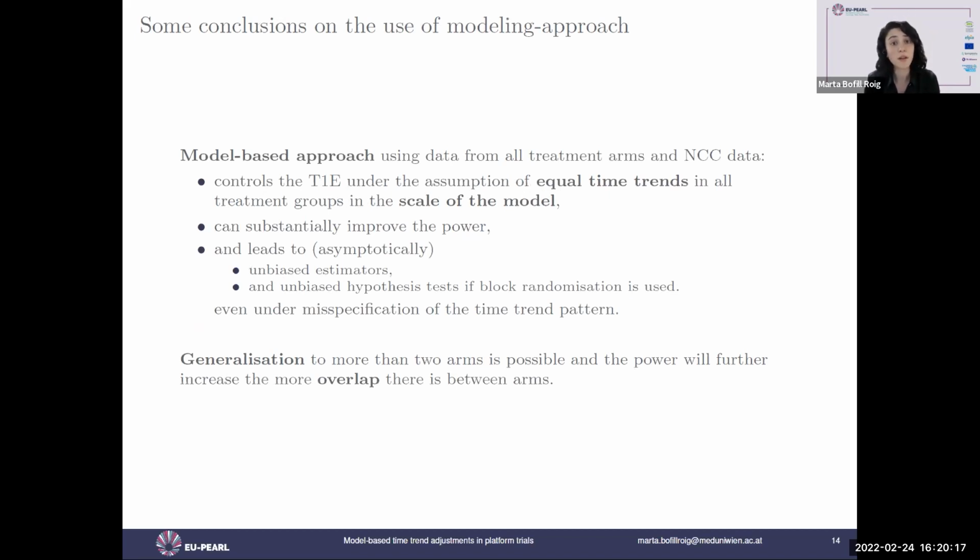So to sum up, this model-based approach controls the type 1 error and improves the power under the assumption of equal time trends in all treatment groups and correct specification of the time trend scale. The model leads to unbiased estimators, even under misspecification of the time trend pattern. Moreover, this model results in unbiased hypothesis tests if block randomization is used. And in this presentation, while we have considered only a simple trial design, this model can be generalized to trials with more treatments and more periods. Next slide.